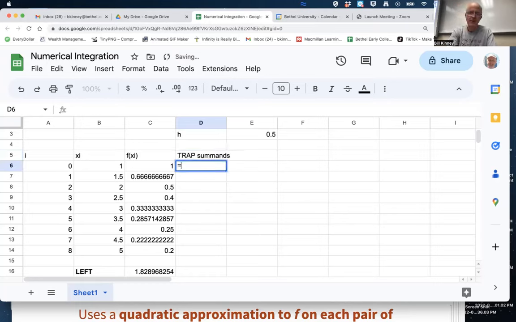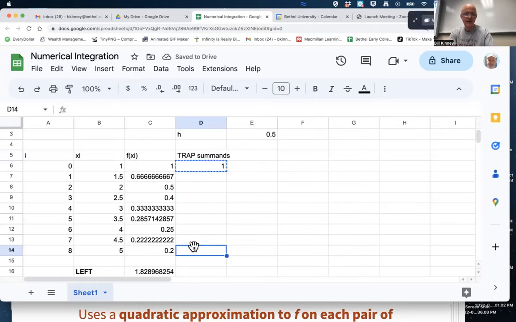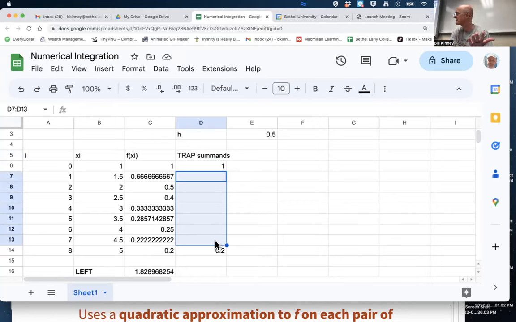What am I after here? I'm after function values at the 0th node and the 8th node. See what I'm doing here? So right there in cell D6, that's going to be f of x0. The coefficient of that in the trapezoid sum is 1. Same for the 8th node down here. So I just copy and paste down there. But in between, I need to multiply by 2.